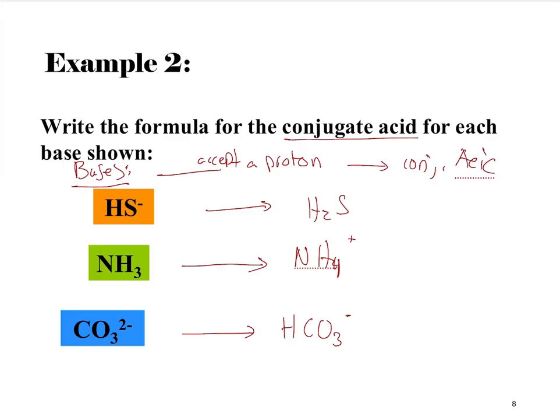This can also act as a base again and accept another proton, right? So this is what we call a polyprotic acid or a polyprotic base. Actually, I'll protonate it again because it can accept another proton to become H2CO3. This is a carbonic acid molecule. And this is called a polyprotic acid because it has multiple protons that it can dissociate. And so that's how we identify. Vanessa?